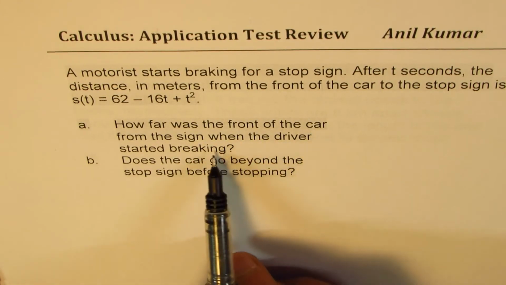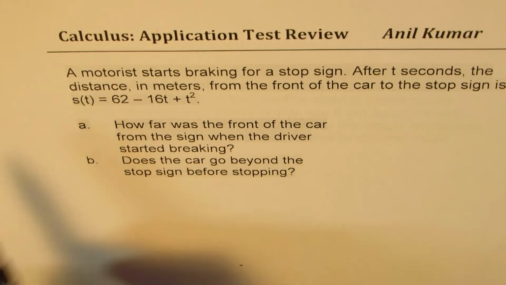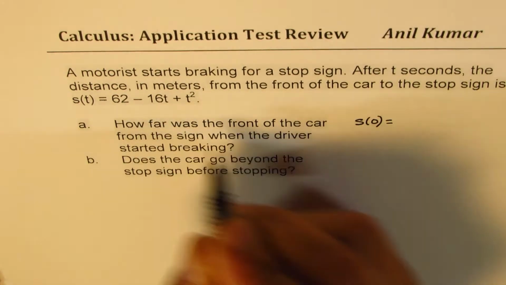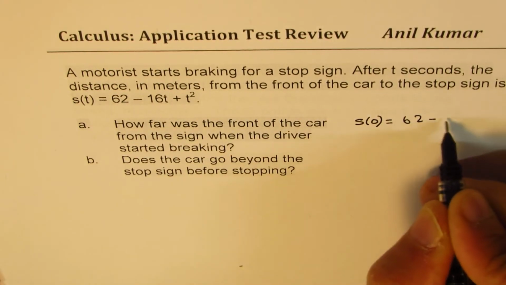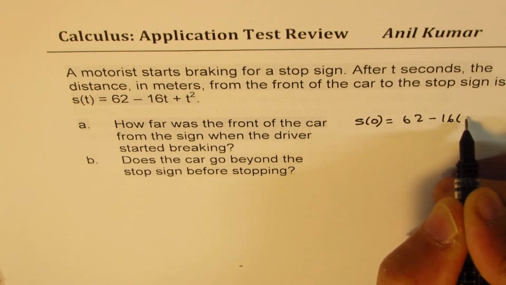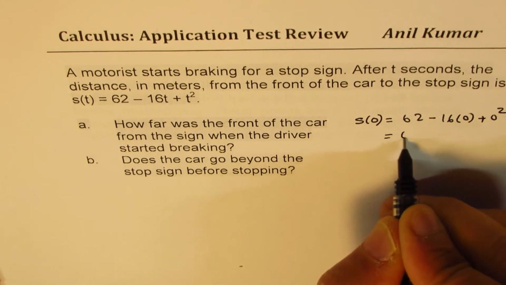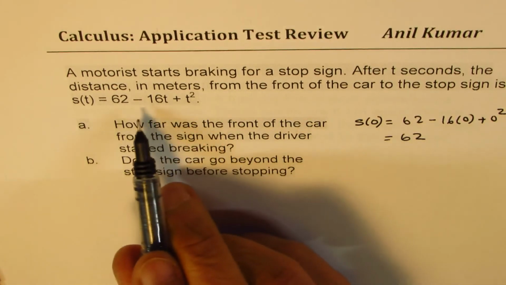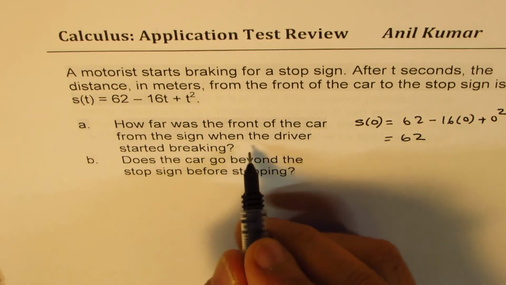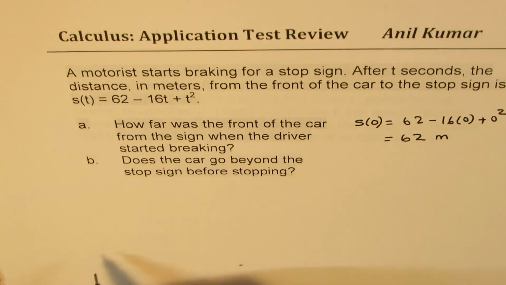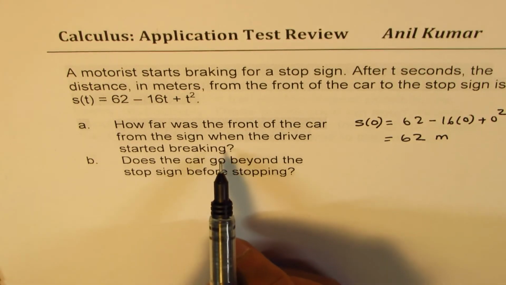When we want to know the initial position, we can substitute 0 here. So just find what s of 0 is, which gives us 62 minus 16 times 0 plus 0 square, and so it is 62 meters. Since the units are in meters, the car is 62 meters away when it started braking, applying brakes.